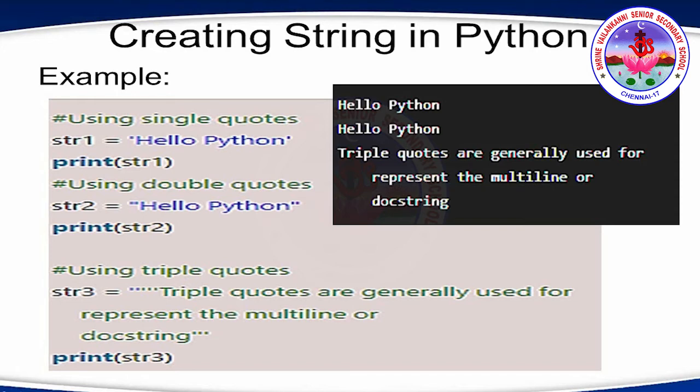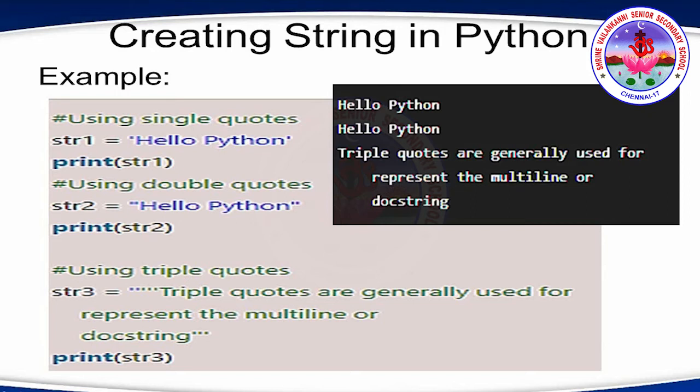Using single quotes, str1 is equal to hello Python, print str1. Here we have enclosed it within single quotes. Next is str2 is equal to hello Python enclosed within double quotes, print str2. So these are the two types. We have one more using triple quotes, where str3 is equal to text within triple quotes.